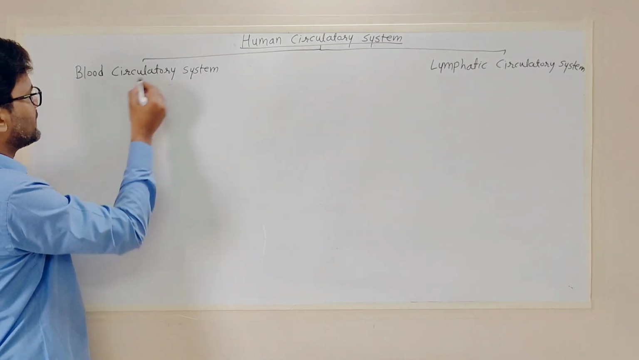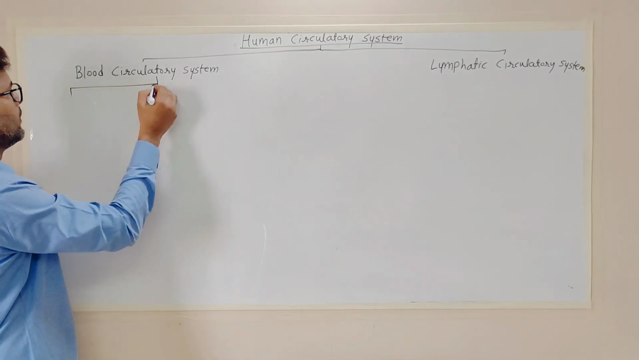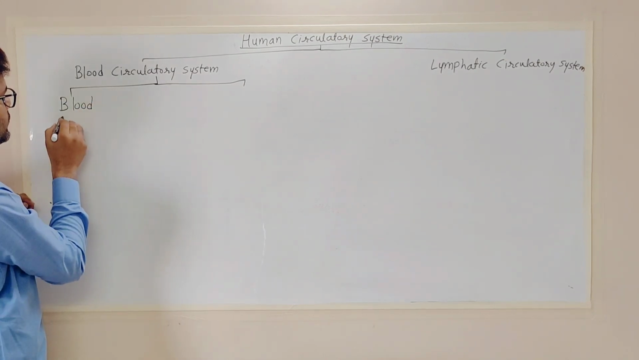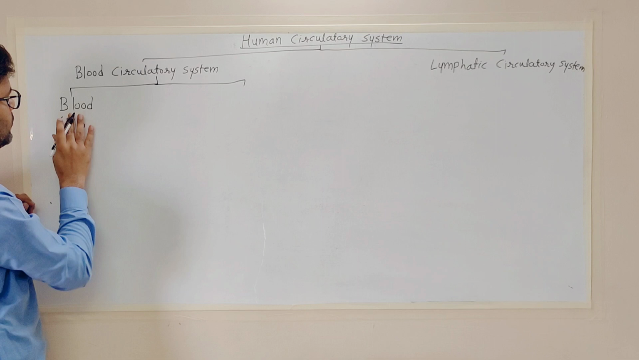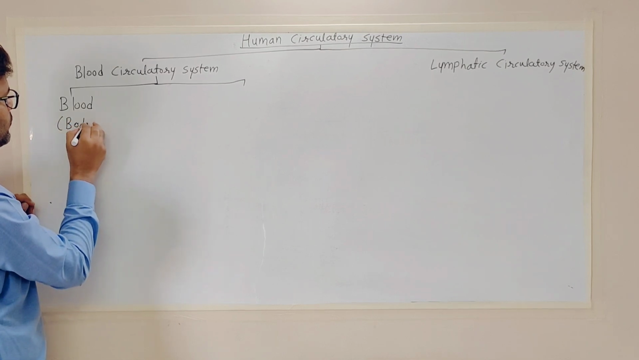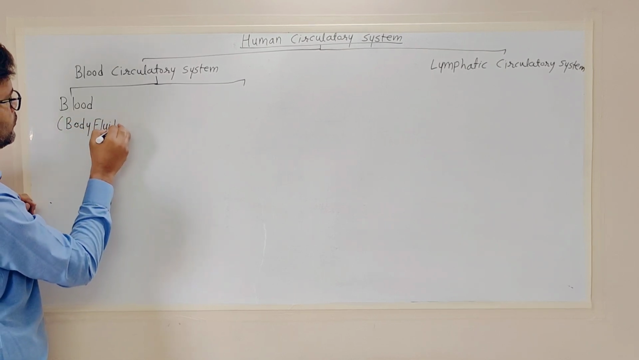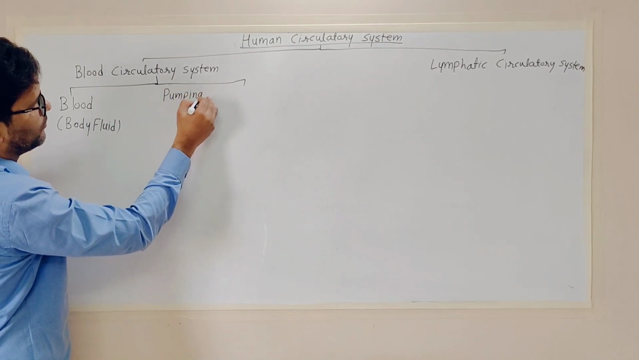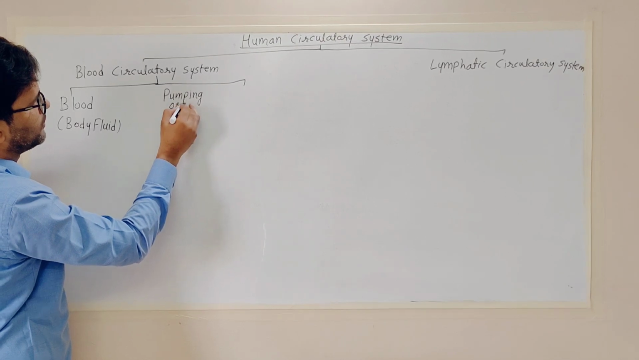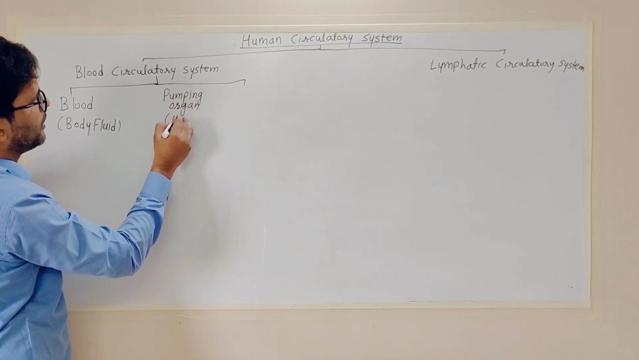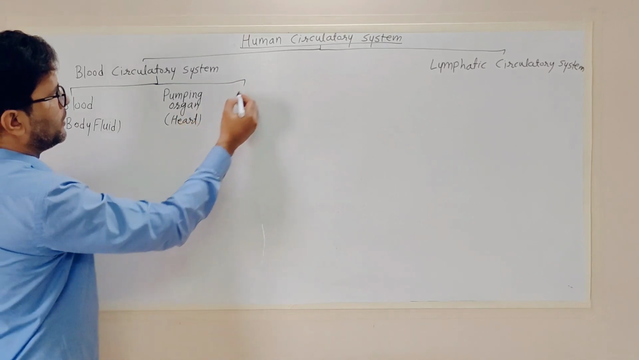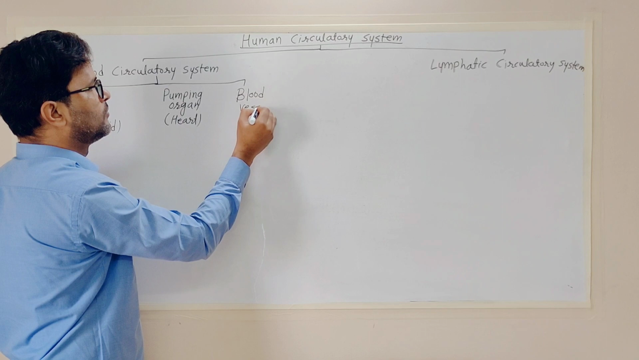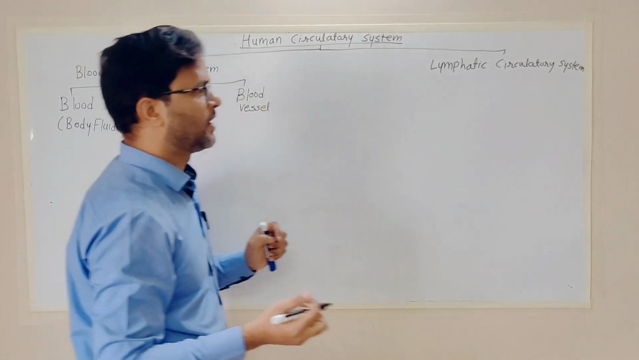So in the blood circulatory system, what is involved? Three parts. One is the blood, which is a body fluid. The second one is a pumping organ, named the heart. And the third one is the blood vessels. They are the tubes. Okay.